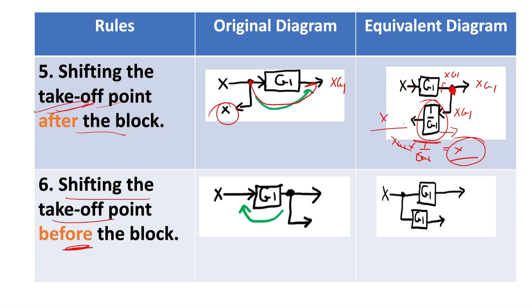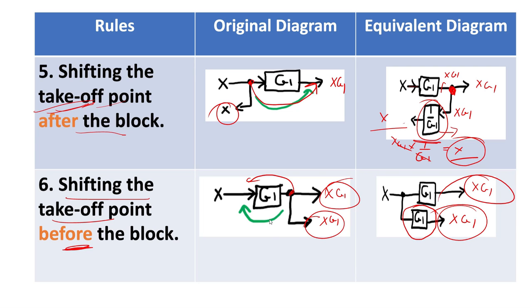So here we have shifted this takeoff point after the block, and now we are shifting this takeoff point before the block. So here the output is x1 g1, and here also it is x1 g1. And now after shifting, we have to add this additional block g1. So here the output is x g1, and here also the output is x g1. See, the outputs are the same. So we can shift the takeoff point before the block by adding an additional block.